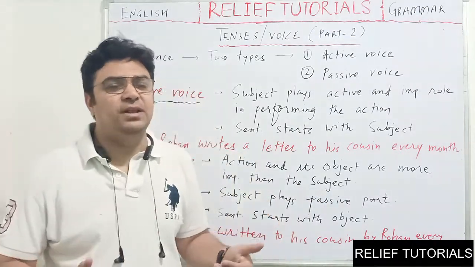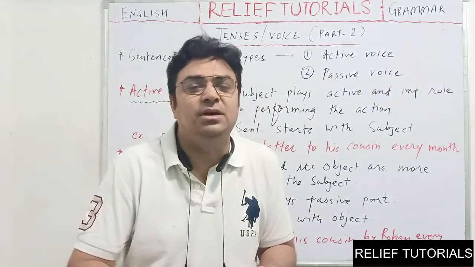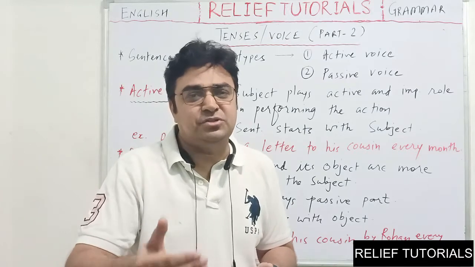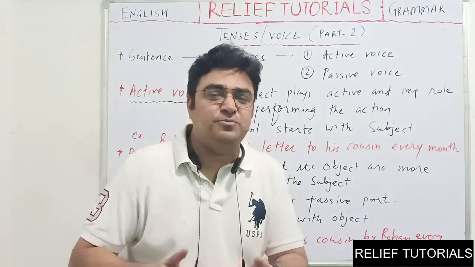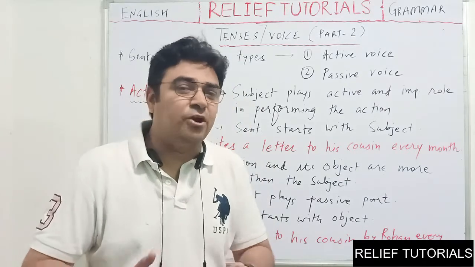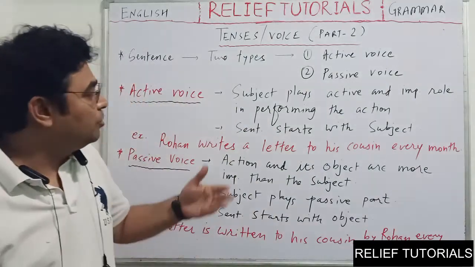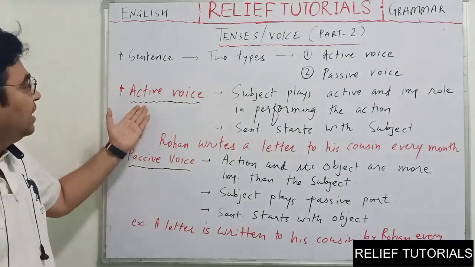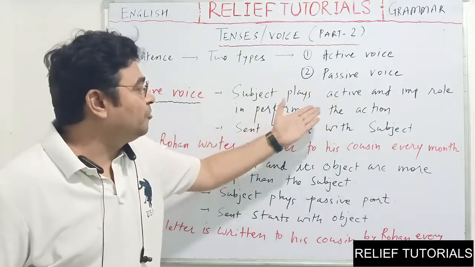So sometimes we feel the object and the action are more important than the doer of the action, that is the subject. And in this situation, the sentence starts with the object and the subject is playing a passive role. So this kind of sentence formation is called passive voice. So here you have two examples of active voice and passive voice. As you can see, in active voice, the subject plays an active and important role in performing the action.